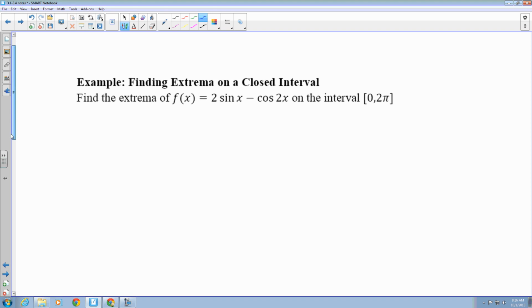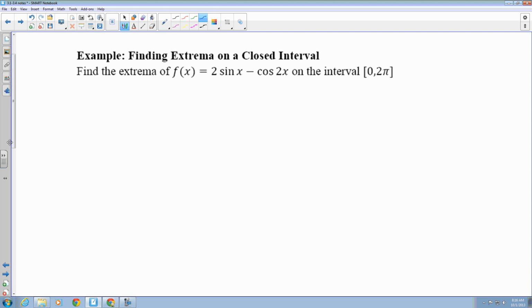Okay, one more example. We're finding the extrema of a trigonometric function this time. So it's the exact same process. We need to find the derivative first to find the critical points. F prime is equal to 2 cosine x minus 2 sine 2x. That's the chain rule inside of the cosine 2x. And then we need to find where that would be equal to 0. That's never going to not exist when you have cosines and sines. So I would just graph it to find the zeros.